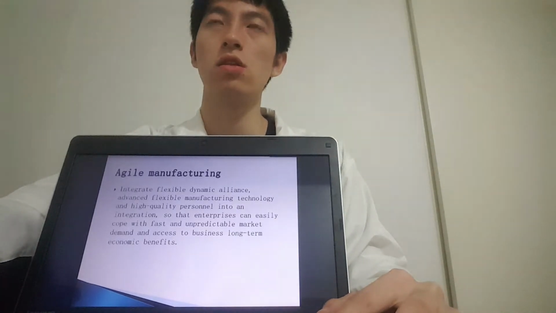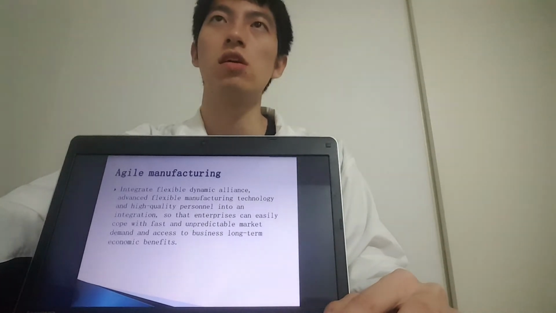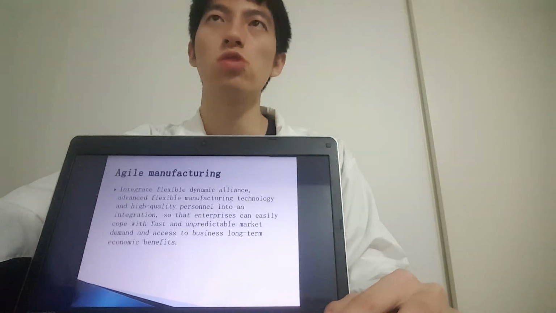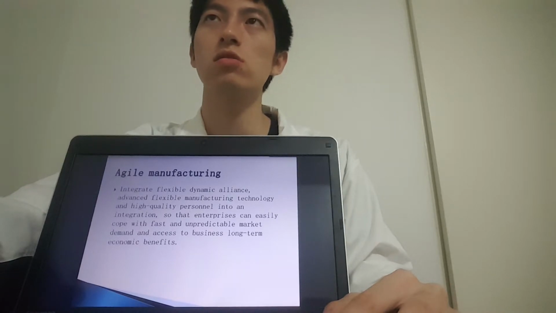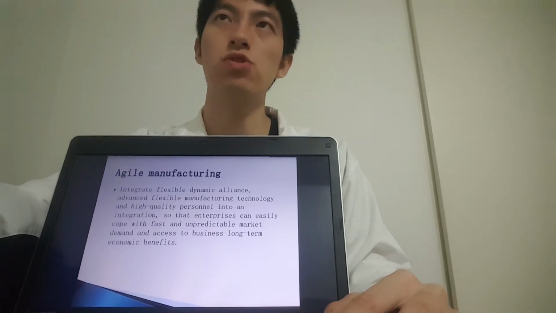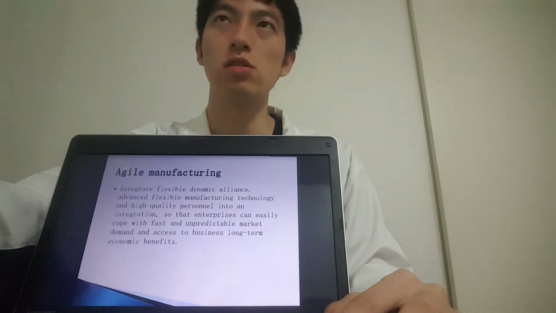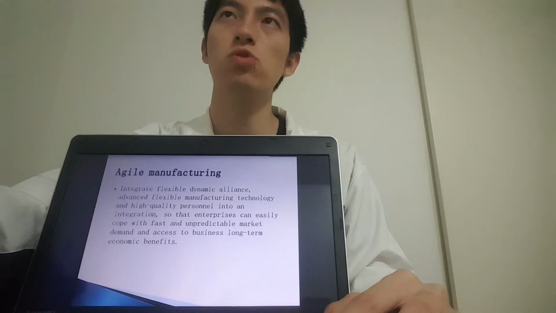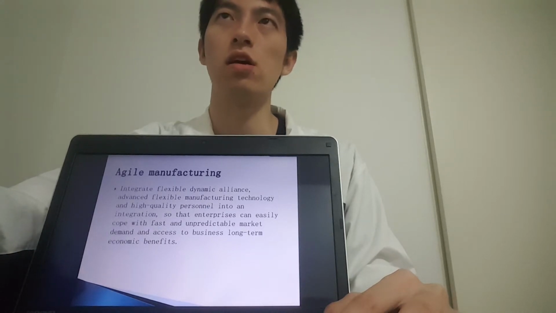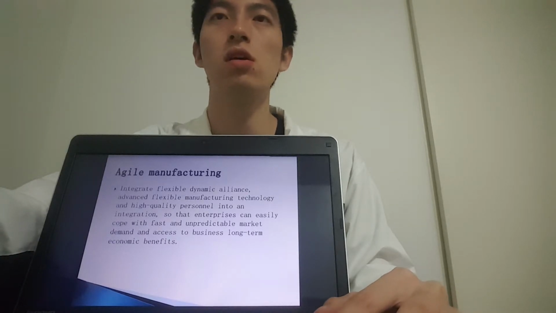responsibilities. Now let's talk about agile manufacturing. What is it? It is integrating flexible analysis, advanced flexible manufacturing technology, and high-quality personnel into an integration, so that enterprises can easily cope with fast and unpredictable market demands and gain long-term economic benefits.